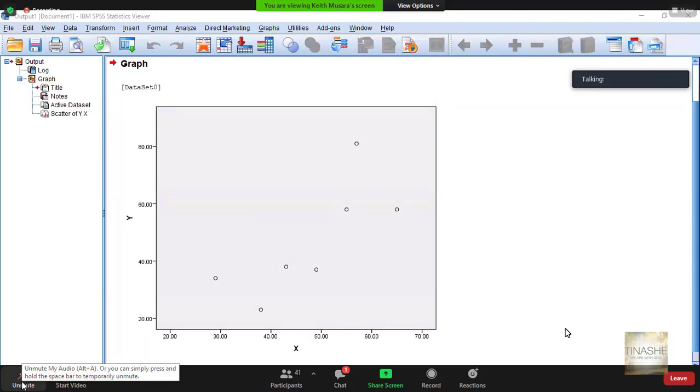Yeah, so that's the scatter plot. So you go to graphs, right, and then you go to scatter plot, and then you come up with the scatter plot. Now you can comment on the relationship between x and y. We can see that there is a positive linear relationship between x and y. So we would have done the scatter plot.